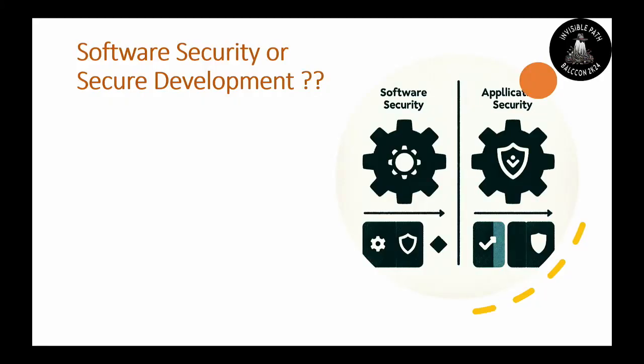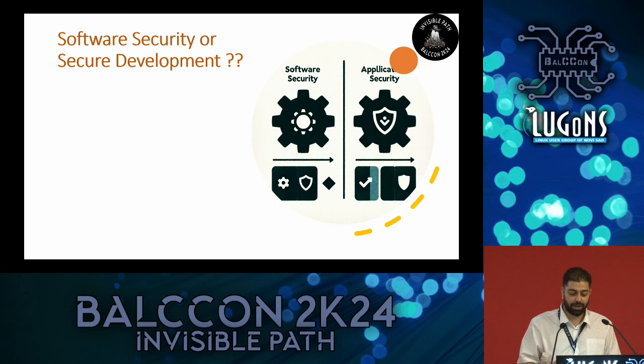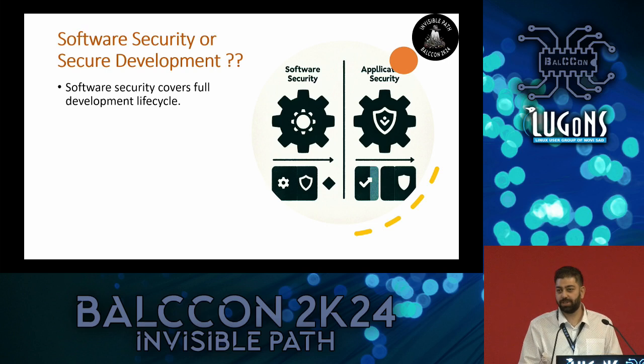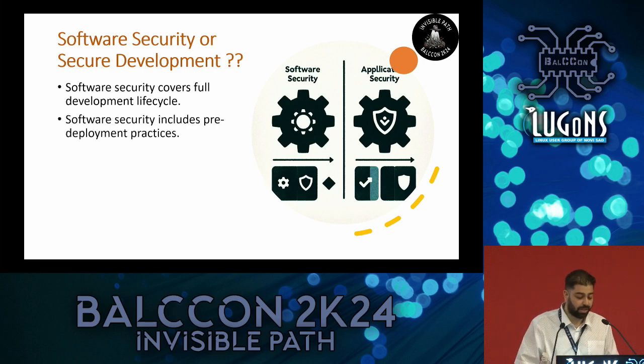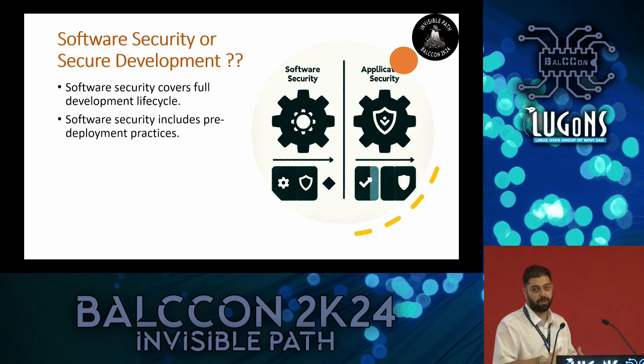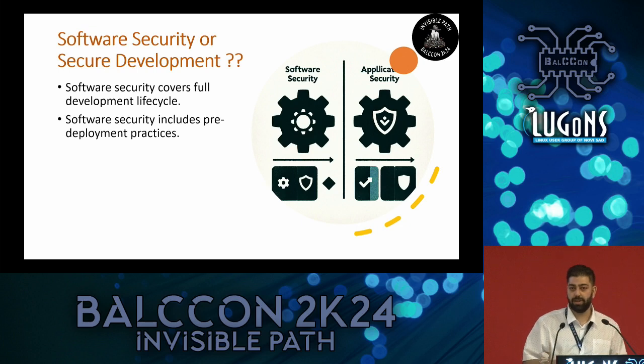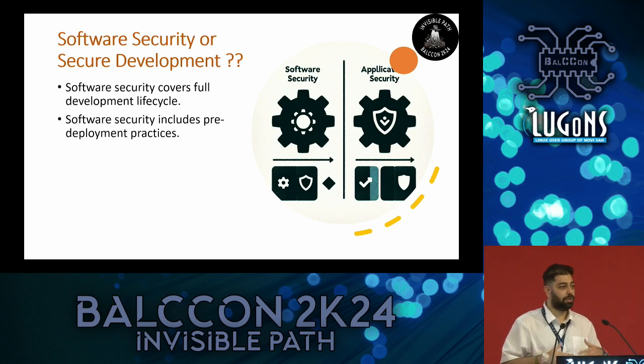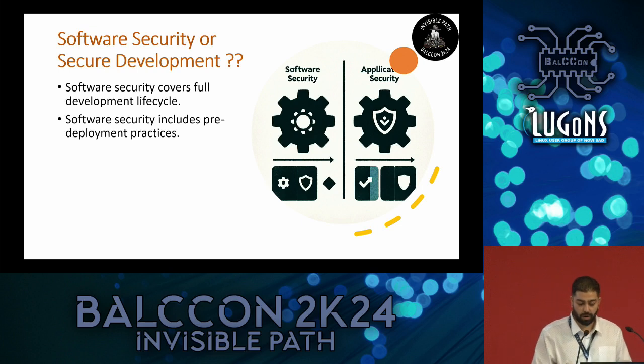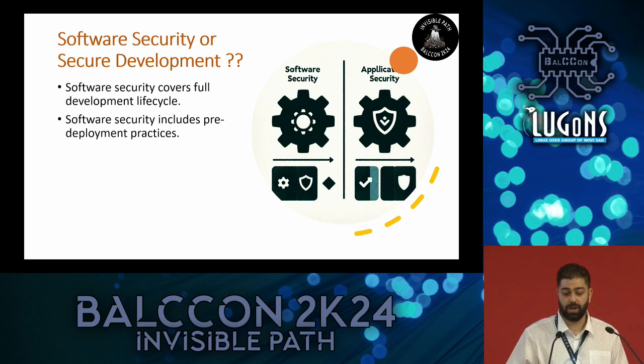My first question is always: what is the difference between software security and application security? Many folks say they're the same thing, but I want to argue that software security focuses more on the full development lifecycle, from 0 to 100%. It also includes the pre-deployment activities and practices, like security by design and the secure software development lifecycle, and so on. All of those are related to post-deployment as well.